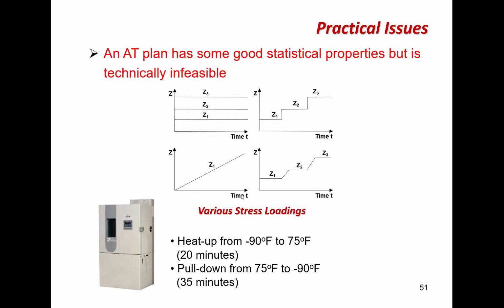Well, for instance, this chamber can heat up from 90 degrees Fahrenheit to negative 90 degrees Fahrenheit to 75 degrees Fahrenheit in 20 minutes. So you cannot jump from negative 90 degrees Fahrenheit to 75 degrees Fahrenheit in 1 minute. Cannot do that. The cool down from high temperature to low temperature also takes time. So you have to consider, when you come up with such stress loadings, can my testing equipment do it? This is one practical problem.